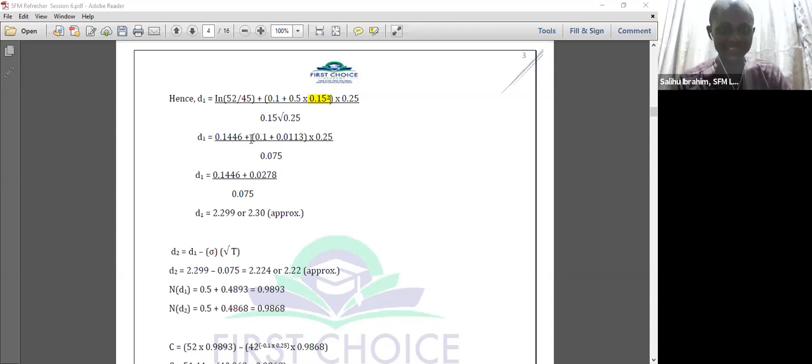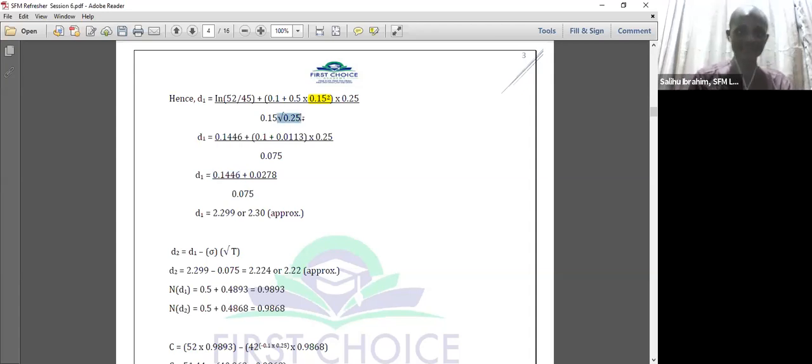Now the whole thing in this bracket is 0.1113. That one you are now going to multiply by what? Times 0.25. That gave me 0.0278, isn't it? Now add it to 0.1446. I got 0.1724.